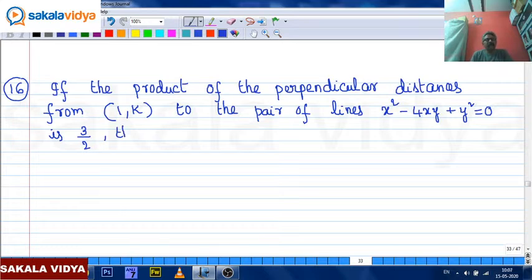Then k equals to: first option 4, second option 5, third option 6, fourth option 8. This is the question.